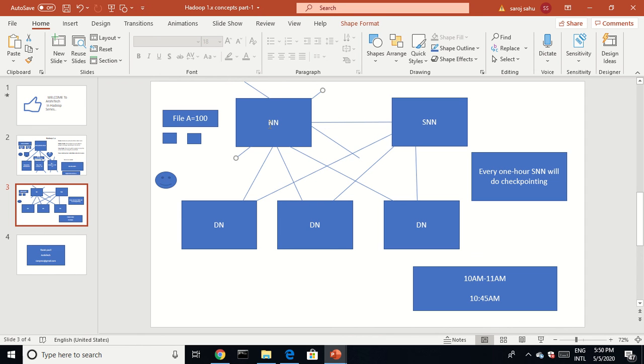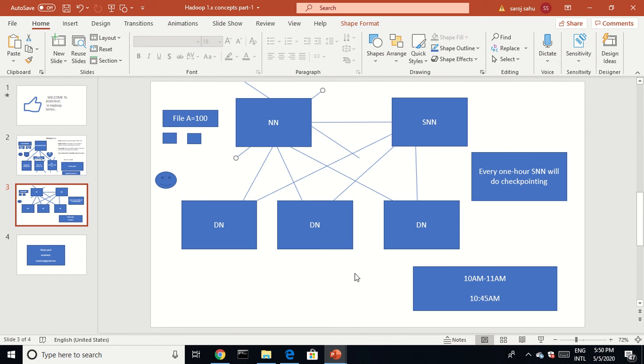If the name node goes wrong and the metadata checkpointing by the secondary name node has not happened at 11 a.m., then the data updated by the name node in the metadata from 10 to 10:45 cannot be copied. So there is a possibility of losing. The maximum is 1 hour you can consider, or exactly 59 minutes you can say, or 1 hour of data I can lose.